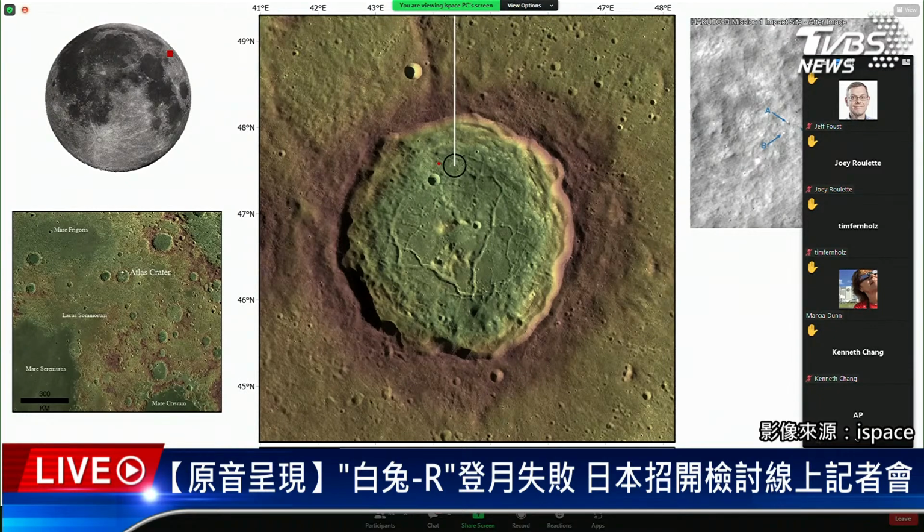And so it's the steep crater rim that got you in the end. Is that what I'm understanding? Yes. Okay. Thank you very much.